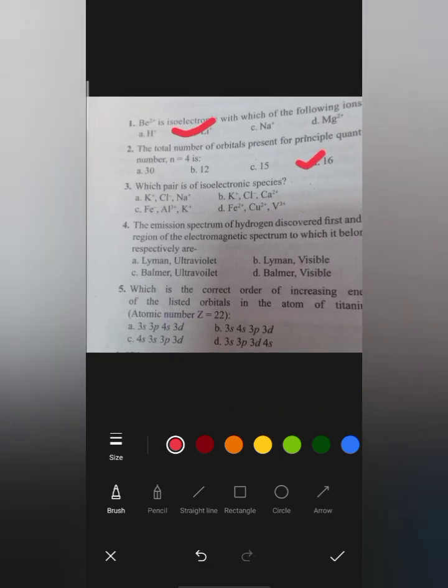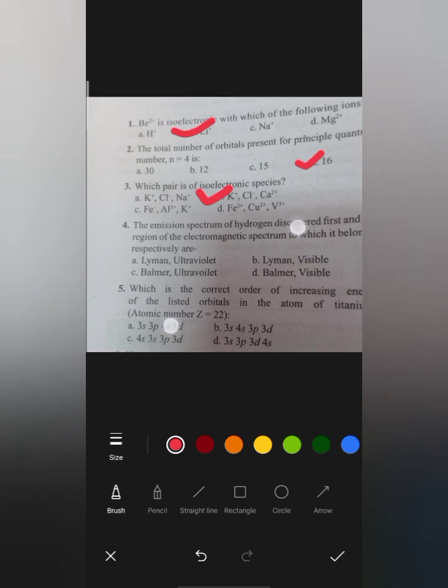Which pair is isoelectronic species? As we discussed in the first question, isoelectronic species are those species which have the same number of electrons. So you can clearly see from the options that option B is the correct answer. In K+ there are 18 electrons, in Cl-, 17 plus 1, there are 18 electrons, and in Ca2+, 20 minus 2, that is 18 electrons. So option B is the correct answer. Now comes to the fourth question.